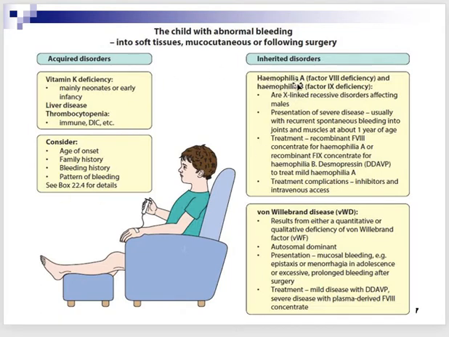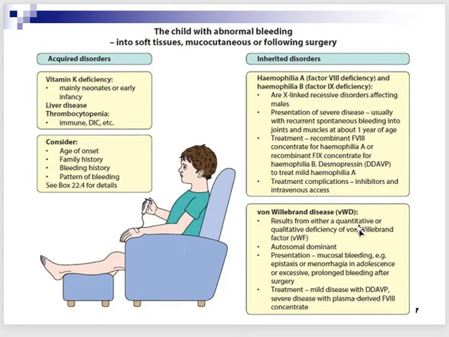It could be hemophilia A or hemophilia B. They are both X-linked recessive disorders affecting males. Severe disease usually presents with recurrent spontaneous bleeding into the joints and muscles. I told you, hematomas and hemarthrosis. So how do we treat? Remember, it's factor VIII deficiency or factor IX deficiency. Provide them with the factor, and the problem will be solved, right?